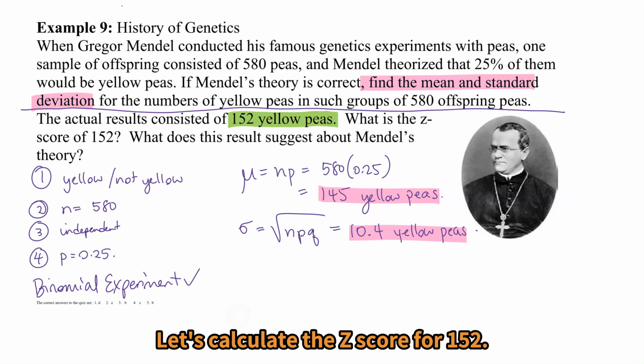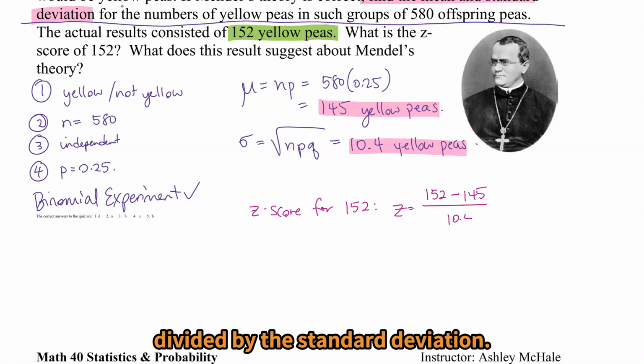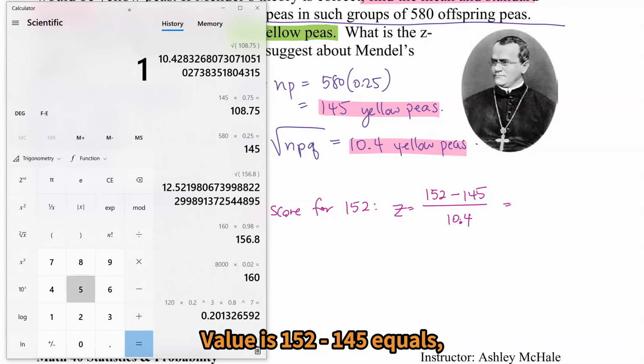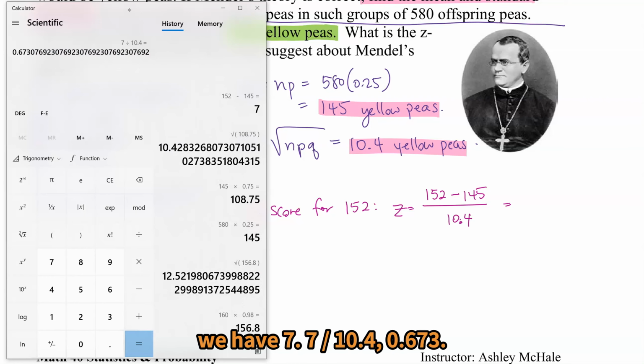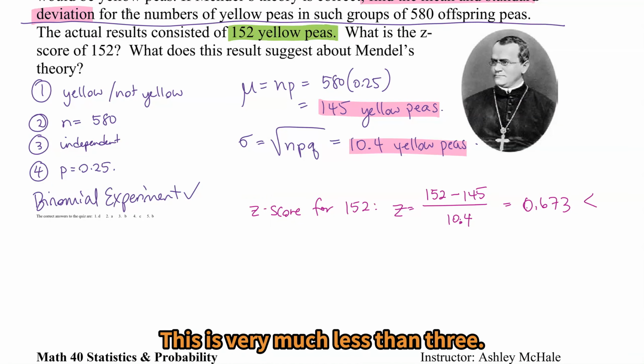Let's calculate the z-score for 152. Z-score is given by value minus the mean divided by the standard deviation. So we'll calculate that here. Value is 152 minus 145 equals 7. 7 divided by 10.4 is 0.673. This is very much less than 3.